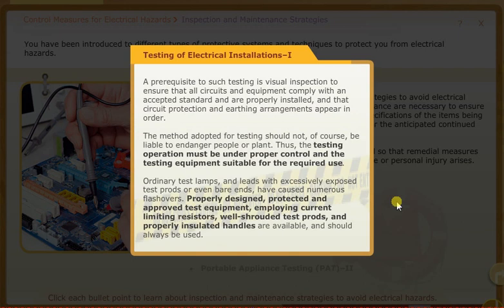Testing of electrical installations 1. A prerequisite to such testing is visual inspection to ensure that all circuits and equipment comply with an accepted standard and are properly installed, and that circuit protection and earthing arrangements appear in order. The method adopted for testing should not, of course, be liable to endanger people or plant. Thus, the testing operation must be under proper control and the testing equipment suitable for the required use. Ordinary test lamps and leads with excessively exposed test prods or even bare ends have caused numerous flashovers. Properly designed, protected, and approved test equipment employing current limiting resistors, well-shrouded test prods, and properly insulated handles are available and should always be used.